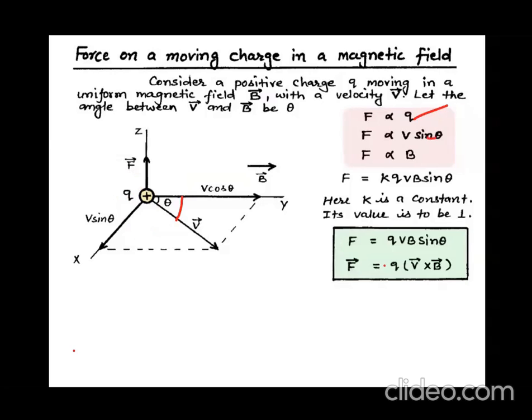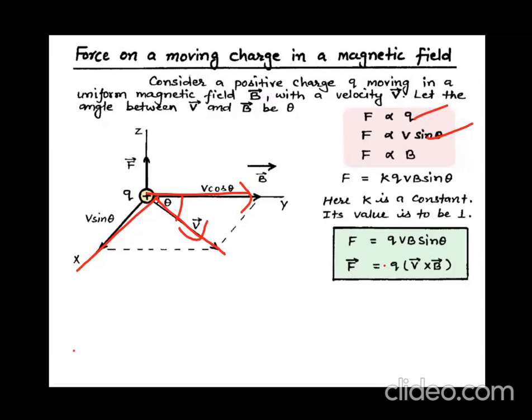Second thing, it depends upon the velocity component which is perpendicular to the direction of field. Let us try to understand this. Now this is velocity, right beta? Now we are going to split it into two components. One is V cos theta, that is along the y axis, and V sin theta, that is along the x-axis, right?